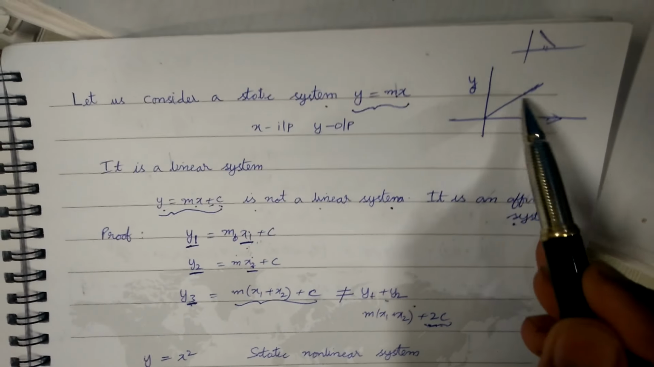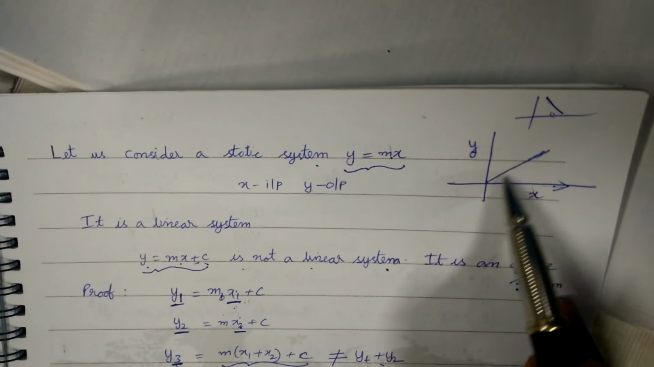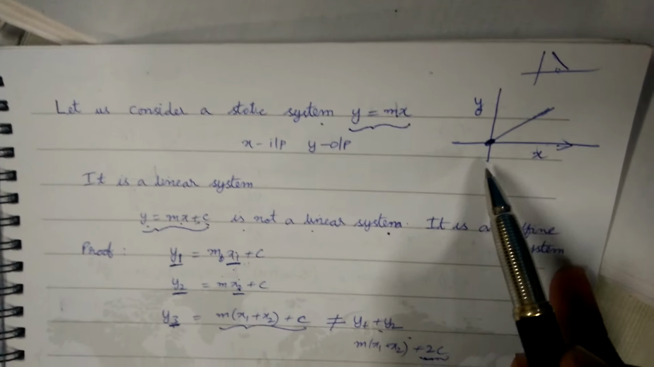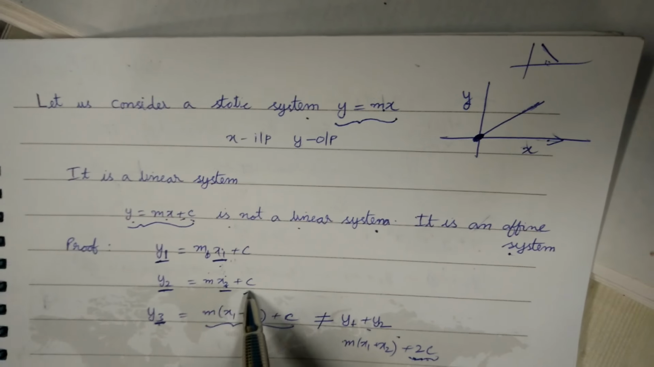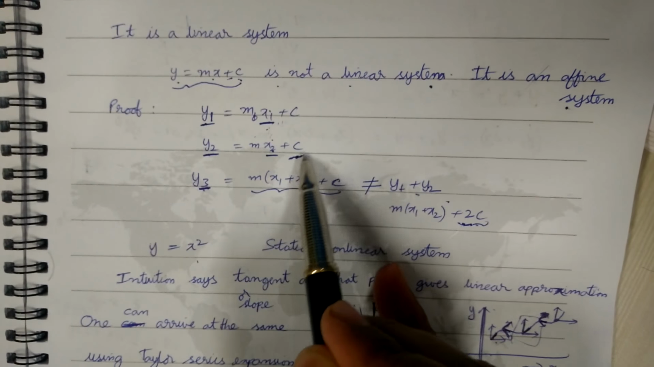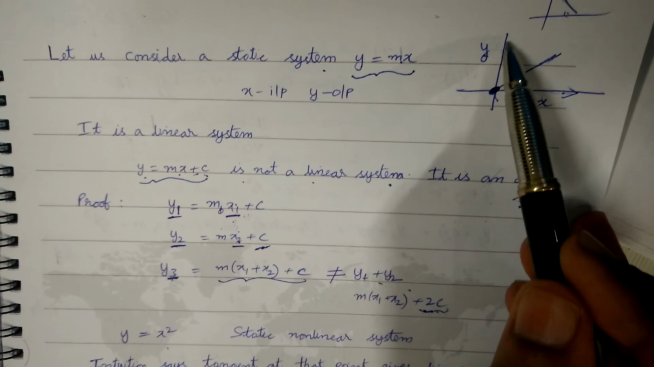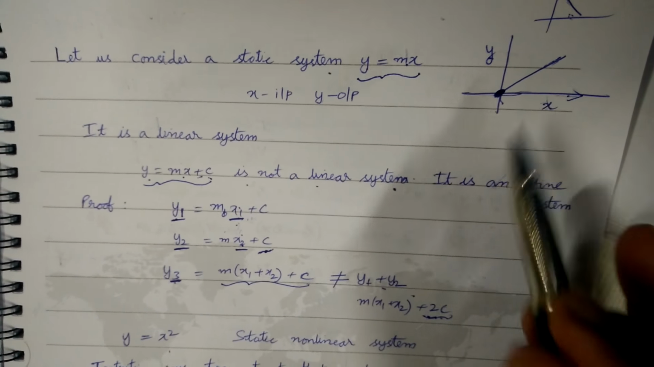For a system to be linear, the equation must pass through the origin. Since this has some intercept, some transformation is required to shift the axis and make it pass through the origin.